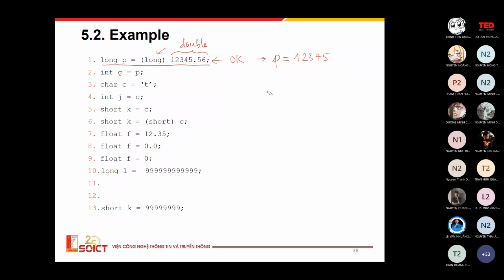Okay, so for the first command, the new value will be 12345. Okay, and for the second command, is this okay? Yes, I think it's okay. Yeah. Why? It simply assigns the value of p to g, and p is of what type?